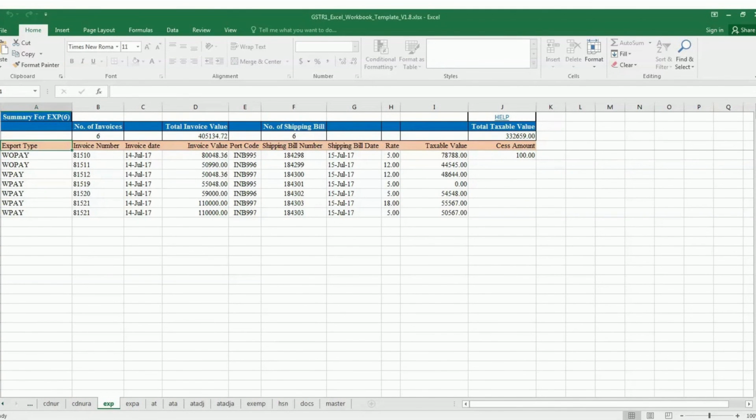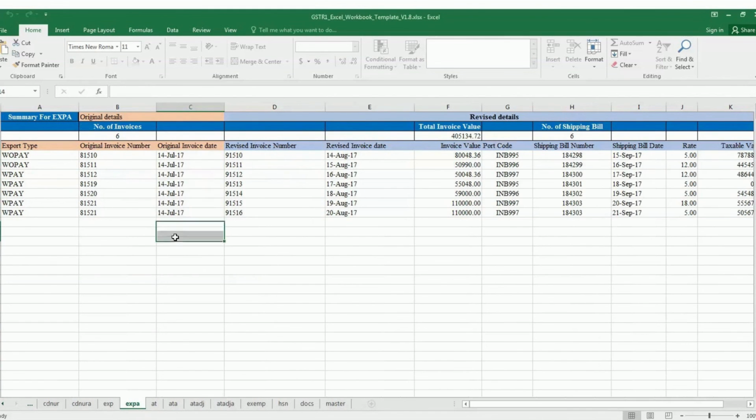The next one is the export transaction sheet. If there are any export transactions, they need to be recorded here. If there are any amendments in export transactions, then in the next table, that is EXPA.